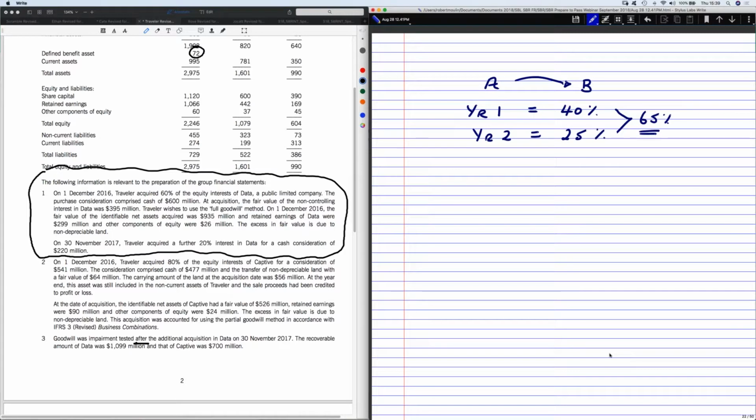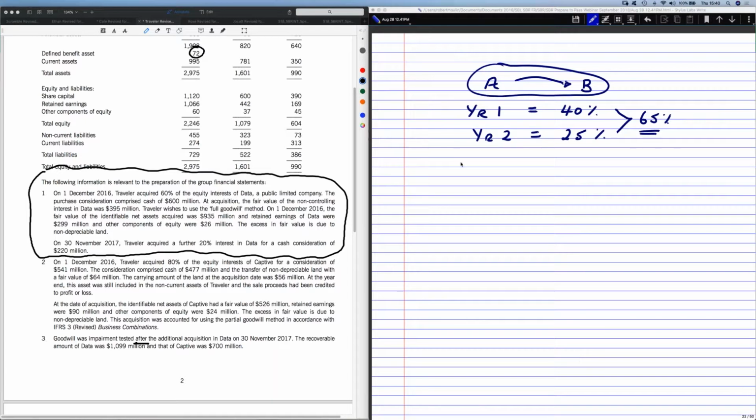Now, please tell me this. Upon acquisition, what is A immediately going to be recognizing in the group accounts? Right, so Kate is saying the NCI, and presumably the NCI is 35%. Yes, some of you are saying goodwill. Chris is saying goodwill, net assets, yeah?